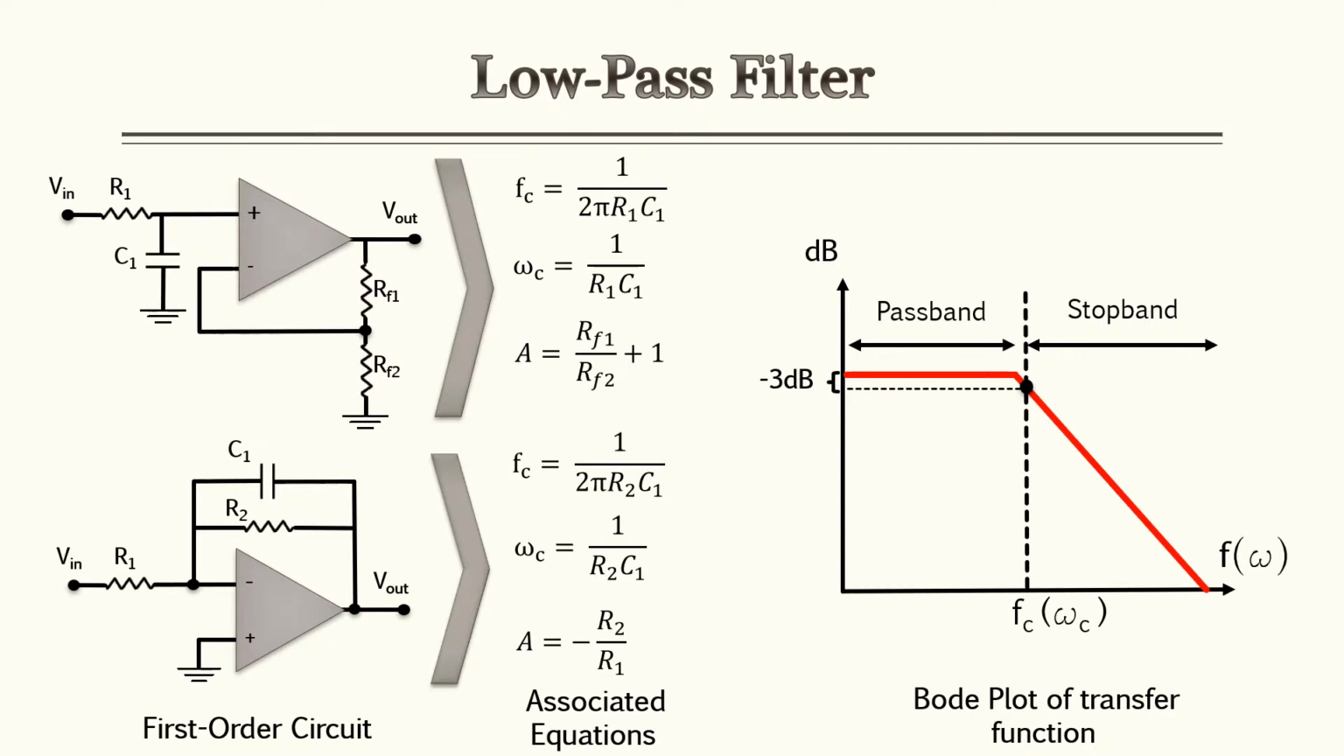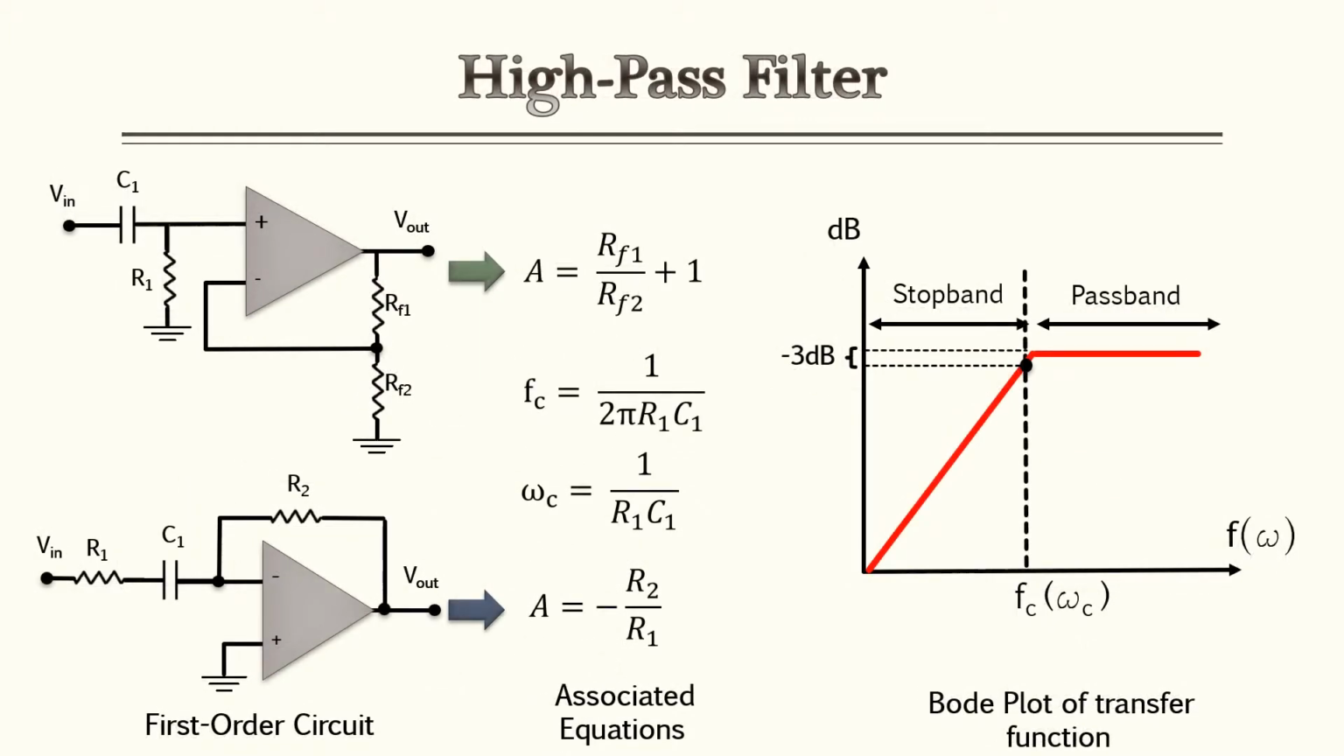Now, the illustration below shows two different circuits. Now, this is coming from two different PE references. However, they're both the same low-pass filter. They just have different configurations, and with those configurations, have different associated equations. So keep in mind, these equations are based only off the circuits to the left.